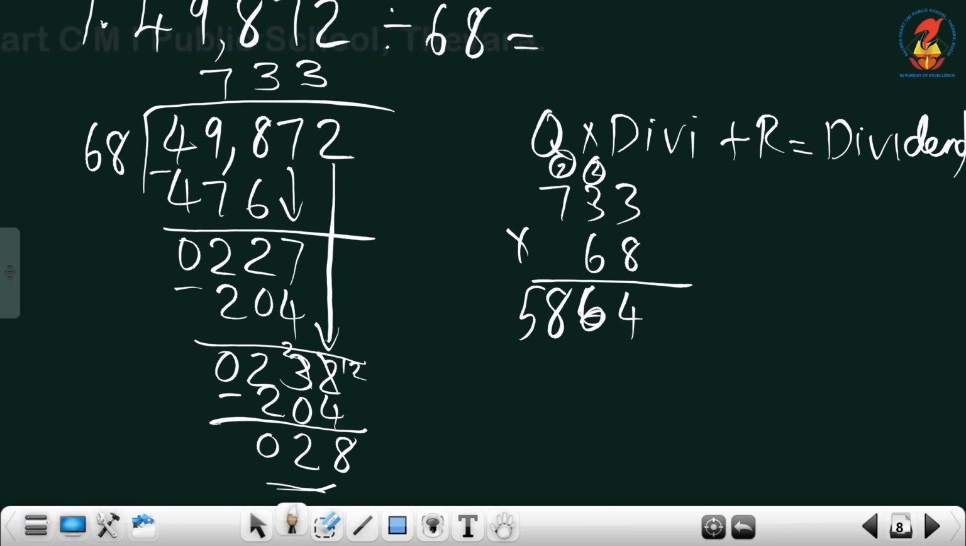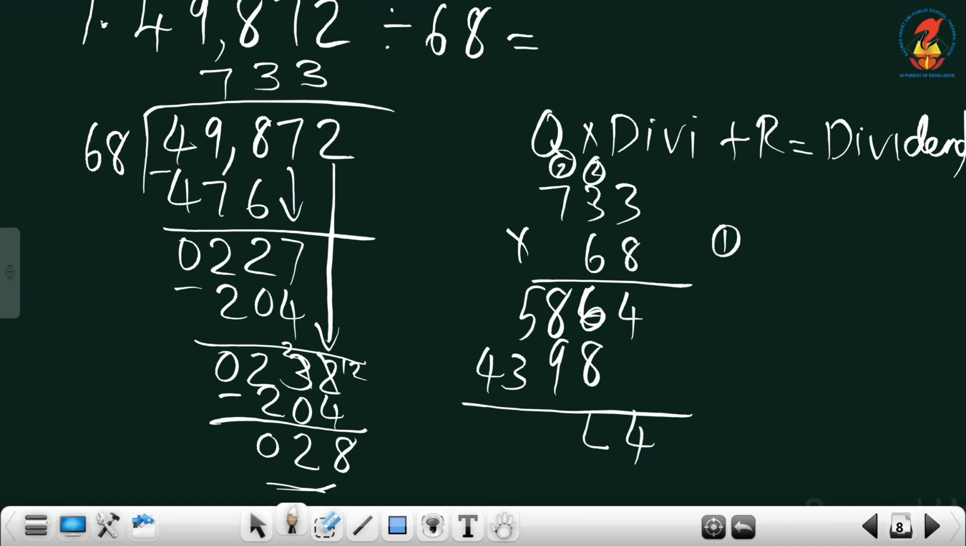First step is over. Second step is 6 3s are 18, 1. 6 3s are 18 plus 1 is 19. 1 is carry over. Then 7 6s are 42 plus 1 is what? 42 plus 1 is 43. Then 4, 8 plus 6 is 14, 4 and 1 is carry over. 8 plus 1 is 9, 9 plus 9 is 18, 1. 5 plus 1 is 6, 6 plus 3 is 9, 4.